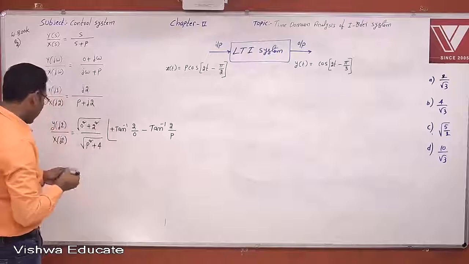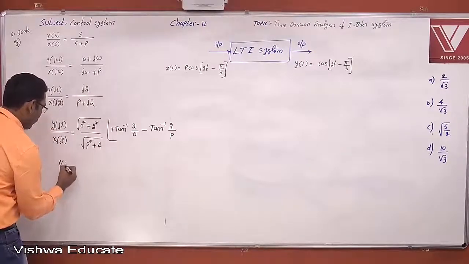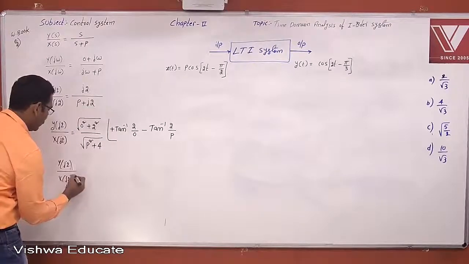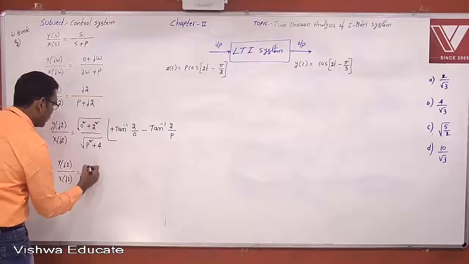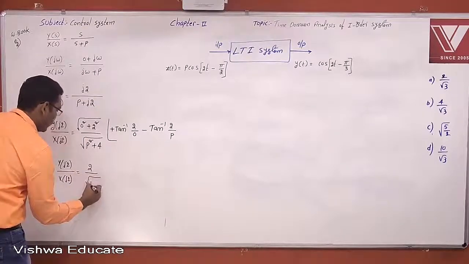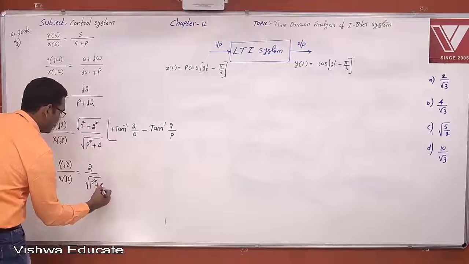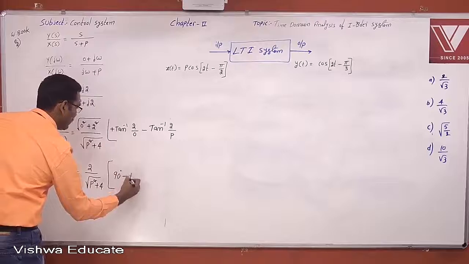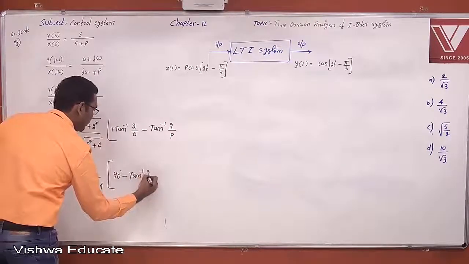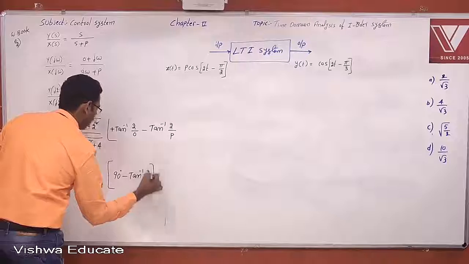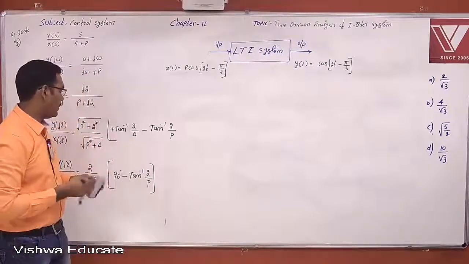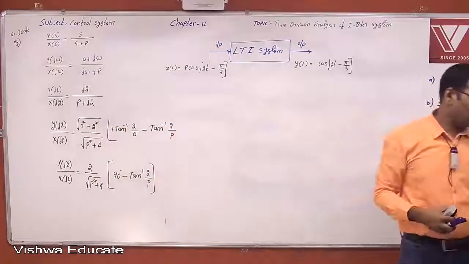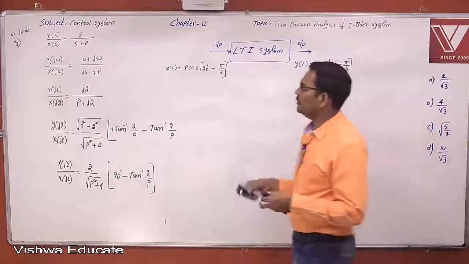Now the students, you see here, y of j2 by x of j2, which is equal to, now root 4 is nothing but 2, by square root of p square plus 4, and phase angle is tan inverse infinity, which is 90 degrees, minus tan inverse 2 by p. Am I right? Now this is the sinusoidal response for the given sinusoidal input.